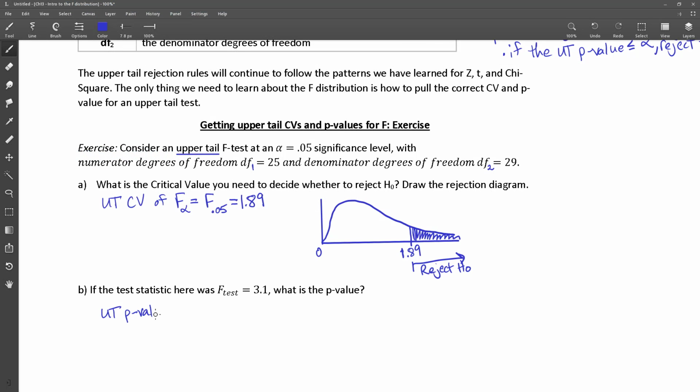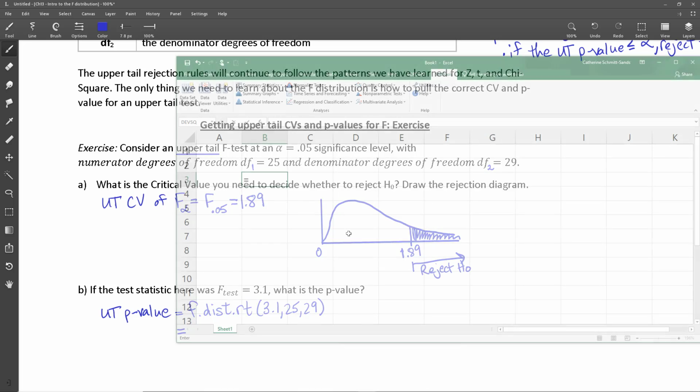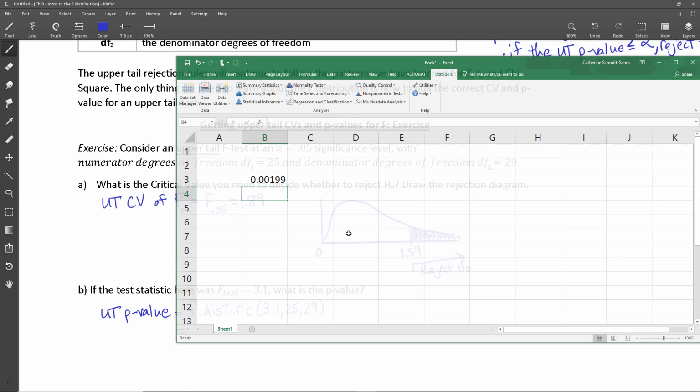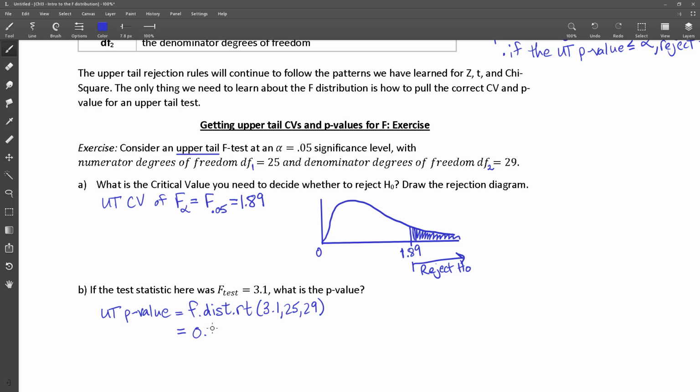So the upper tail p-value equals F.DIST.RT, open parentheses, 3.1, comma, 25, comma, 29. Let's go ahead and calculate that. It gives 0.00199, which to 4 decimal points rounds to 0.0020. So when doing an upper tail F test, you get your upper tail critical values from the F table, and you get your upper tail p-values from Excel.